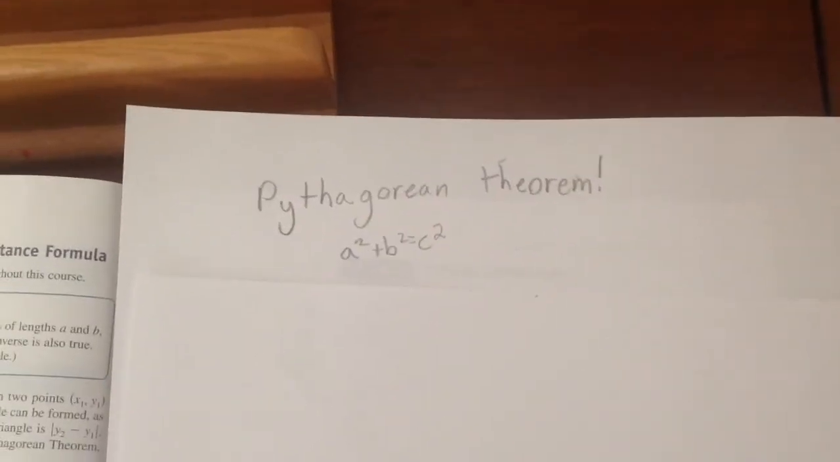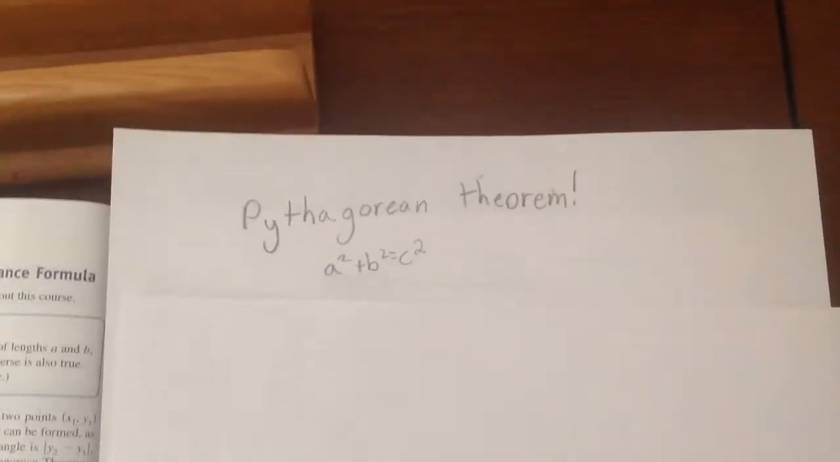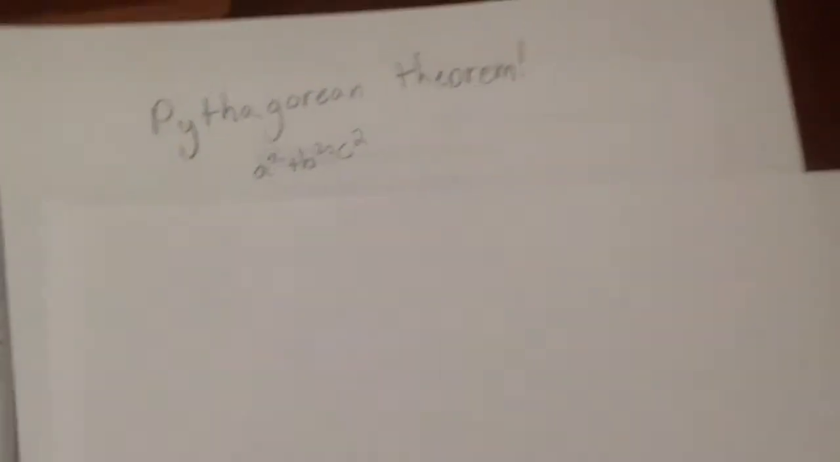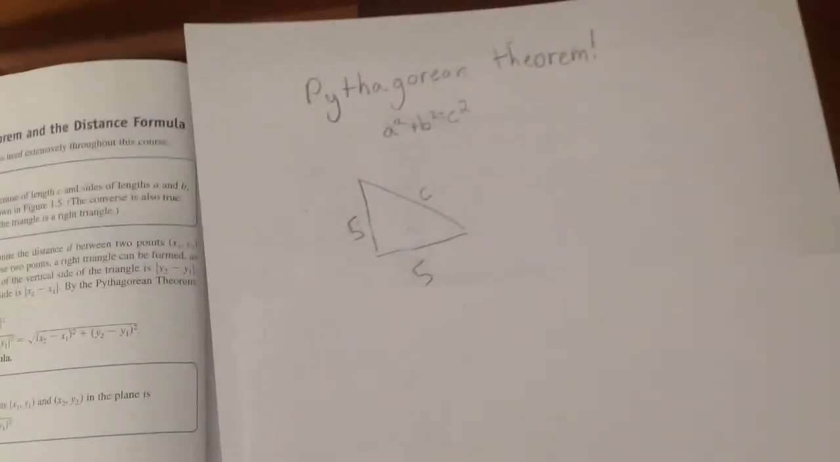Now here's an example of the Pythagorean theorem, and here is the formula you will use. a squared plus b squared equals c squared. Starting off, what we have is a triangle. This one is a right triangle. It has the leg values a and b of 5 and 5, and we are trying to find c.